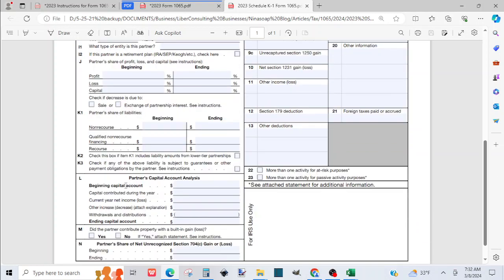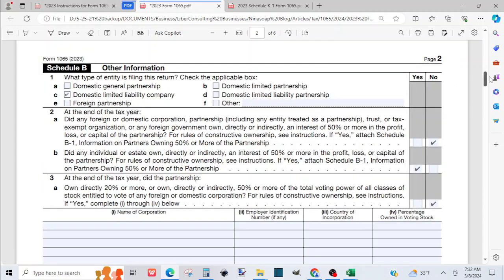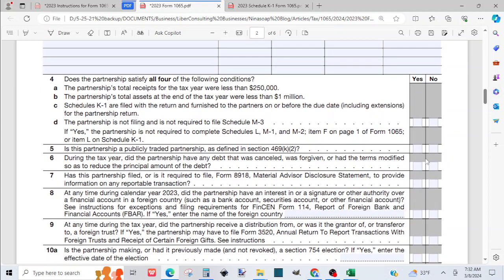Item L, although it's good to track that for your own records as well. Good. Let's scroll down. So we are going to put yes. Is the partnership publicly traded? No. During the tax year, did the partnership have a debt? No. Cancelled? No. Did the partnership file or is it required to file Form 8918? No.